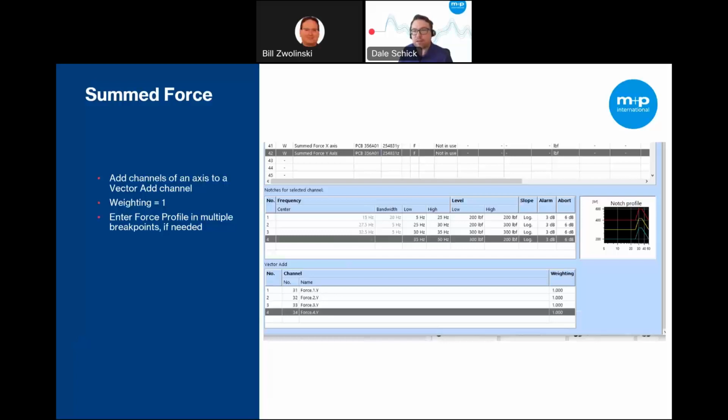Some forces utilize the vector add feature with a weighting of 1 per channel. So a limiting or notching profile can be entered with multiple breakpoints in order to protect a specimen. This operation can be done for all axes, and in our live demo, we will have summed force for X, Y, and Z, as well as the moment.